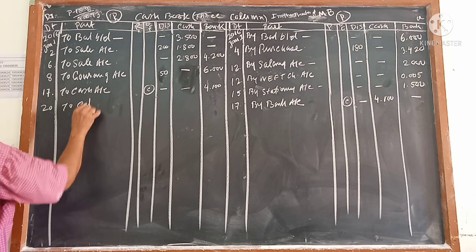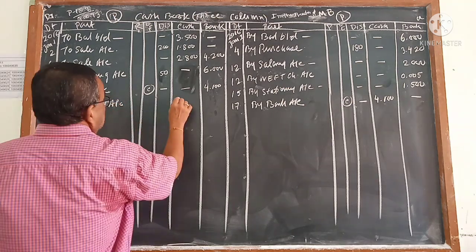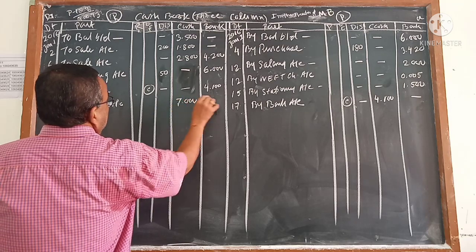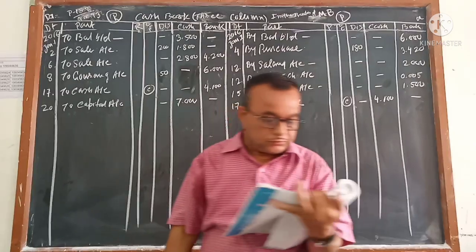Cash account debit to capital account, and the amount 7,000 will come in the cash column, with nothing in the bank or discount column.